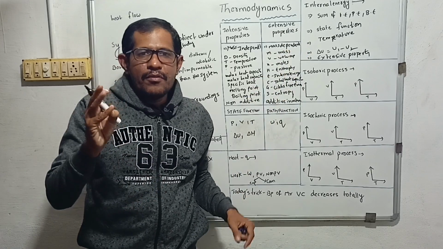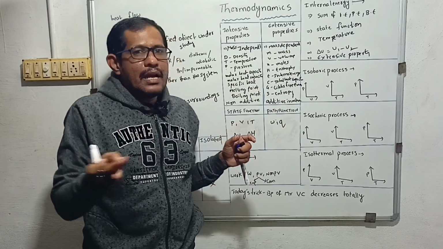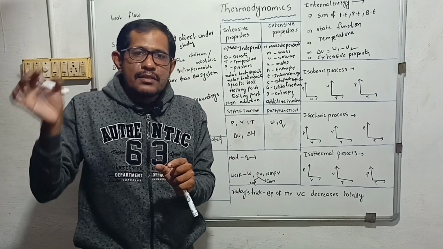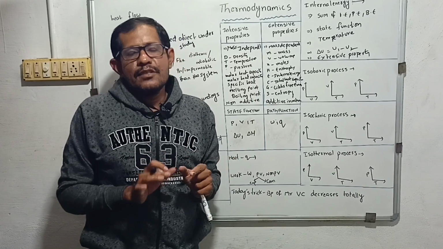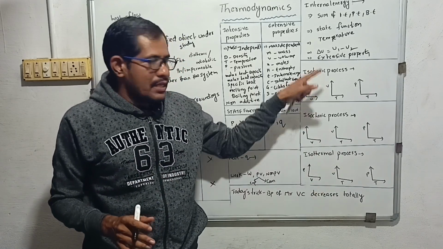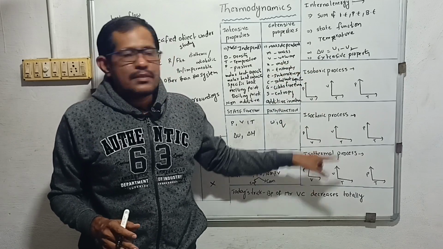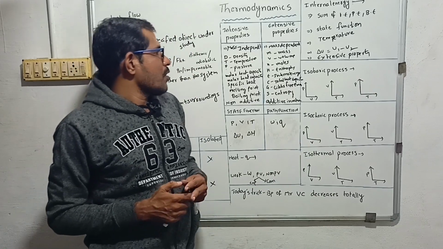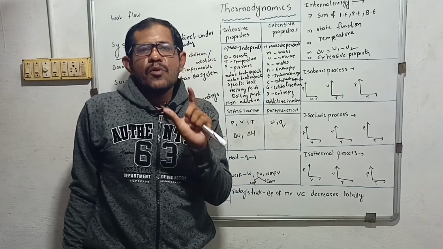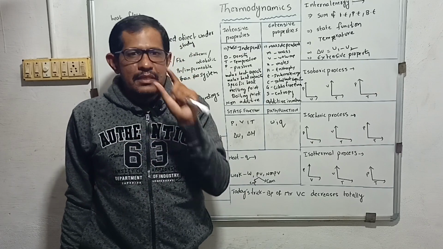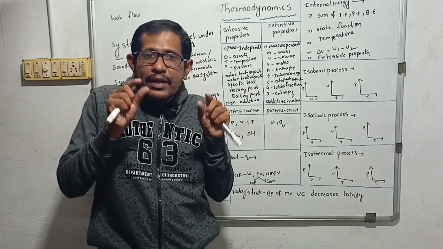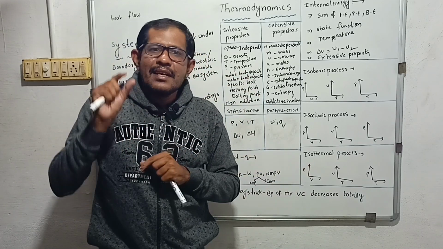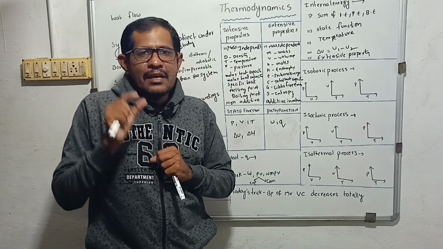So internal energy is the sum of all kinds of energy, kinetic and potential, and it is a state function, so it depends on initial and final values. It's also temperature dependent, and it is an extensive property. To understand better, we have to understand some processes: the isobaric process, the isochoric process, and the isothermal process. Isobaric process means pressure change is zero, pressure is constant. Isochoric process means volume change is zero, volume is constant. And isothermal process means temperature change is zero, temperature is constant.